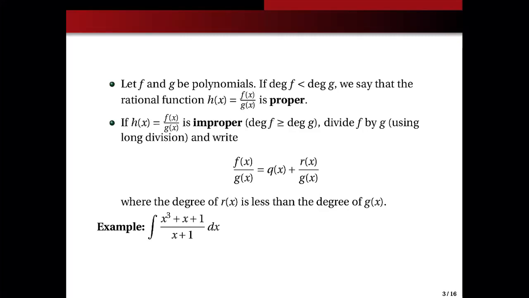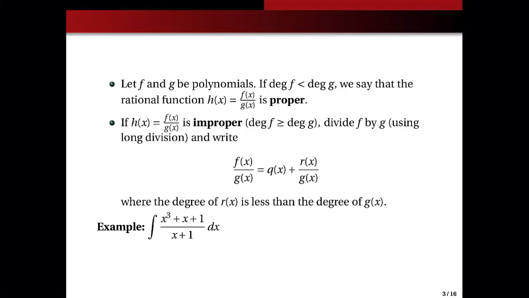The degree in the numerator is 3. The degree in the denominator is 1. So, this is an improper rational expression. From this, what we're going to do is divide x cubed plus x plus 1 by x plus 1. And I hope you still remember the long division. Okay? I hope you still remember the long division.